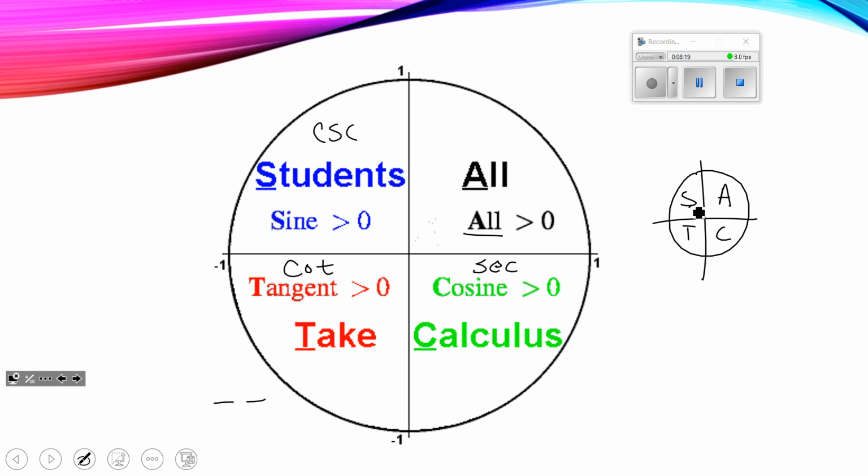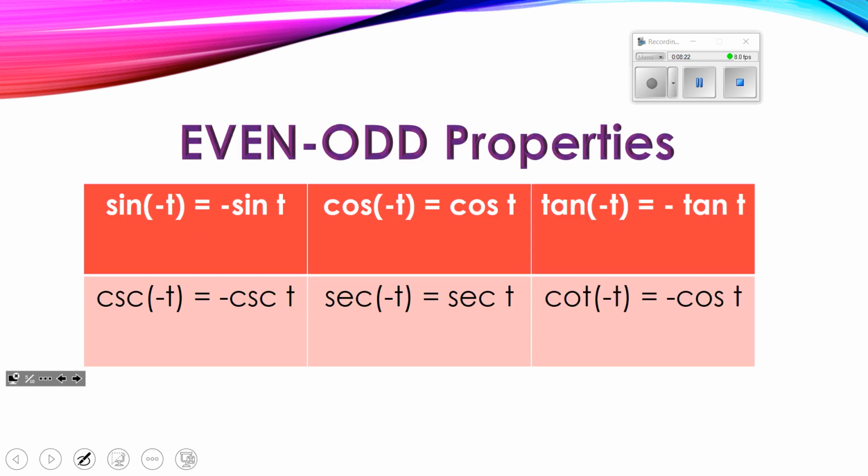Got it? All right, so a couple more properties here. The sine of negative t is going to equal the negative sine of t. Just write it down. When we get there, we'll explain it. Okay? The cosine of negative t is going to equal the positive cosine of t. And the tangent of negative t is going to equal the negative tangent.